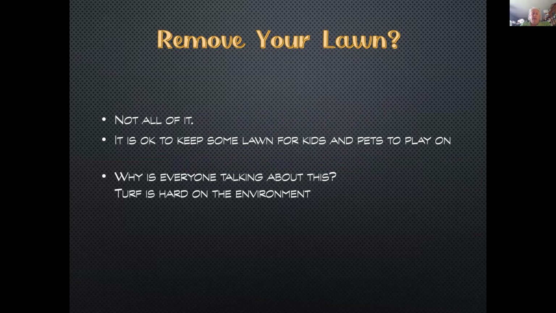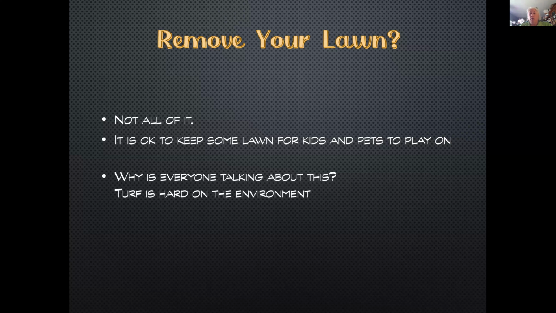Well, yes and no. I would say that if you have kids and if you have pets, you have to leave some lawn, because your kids and pets have needs of getting outside and playing. I mean, that's just a fact. And so you also don't have to remove all of it, because you might want a path through your yard to be able to see your gardening.